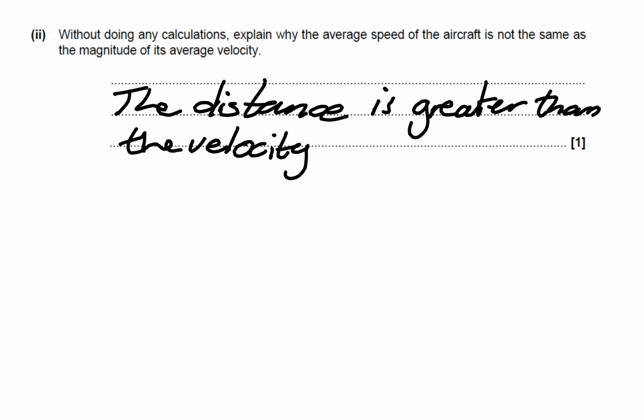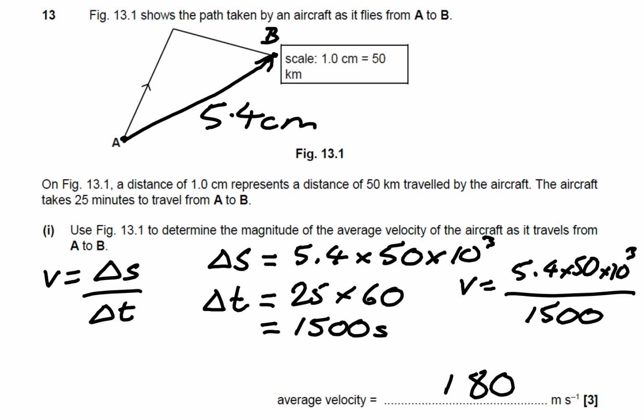Now a lot of you wrote that the velocity is a vector and the distance is a scalar, which is true, but that's not a good reason, because we could say that A is here and B is here, and it could have taken a straight line flight, and there of course the speed is identical to the velocity. But it was actually asking for the specifics of this particular diagram, of why they're not the same, haven't got the same magnitudes, and it's because the distance is greater than the displacement.